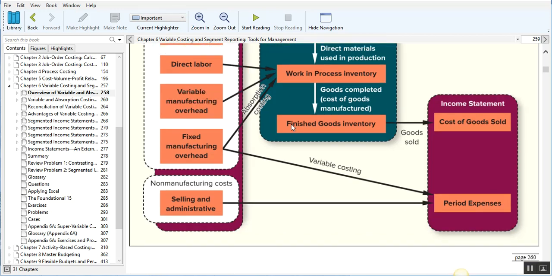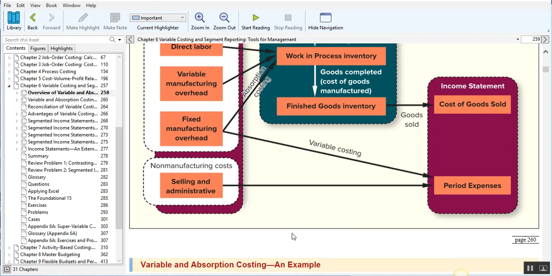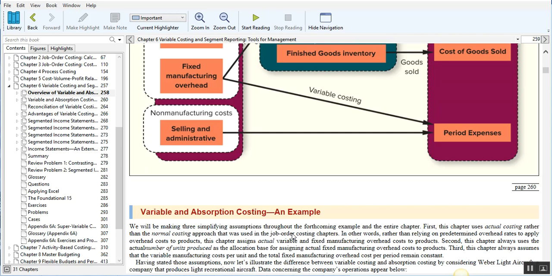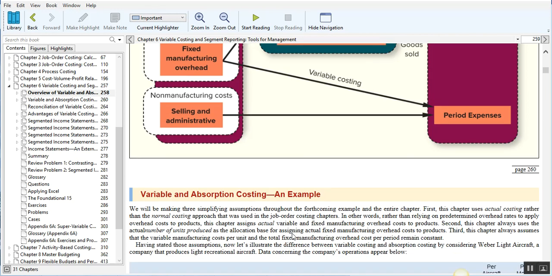So the difference between variable and absorption costing will result in a higher cost of goods sold at this point. Non-manufacturing costs, they don't change. Selling and admin costs have been considered period expenses all along. We won't change the way we treat them.